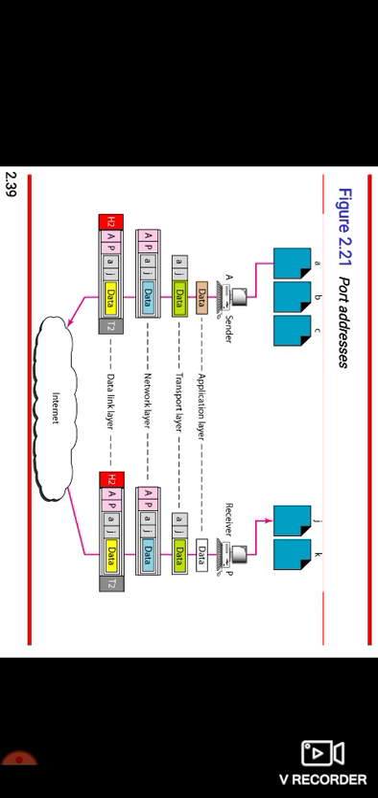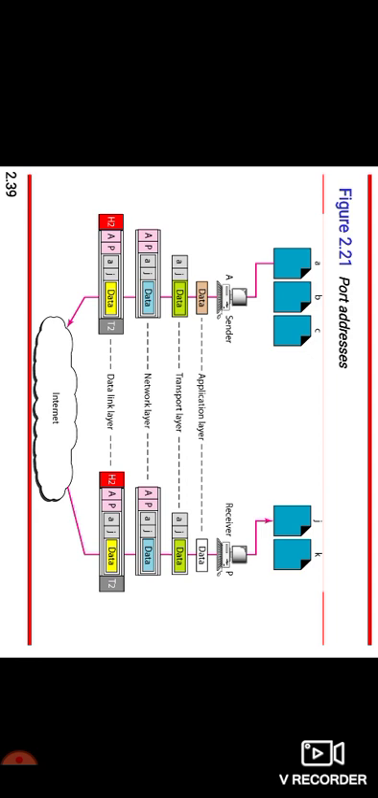Then it is sent through the data link layer. Here the headers are added, which include the physical address. Then it is sent over the internet until it reaches the correct destination.